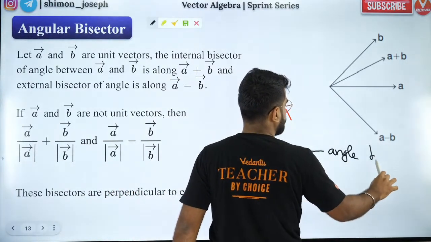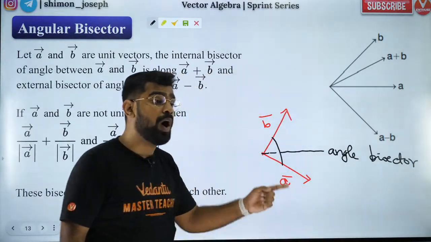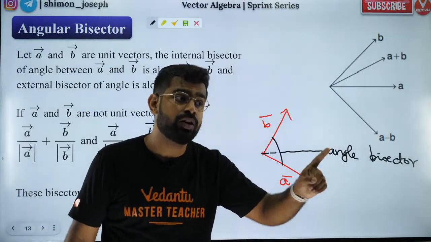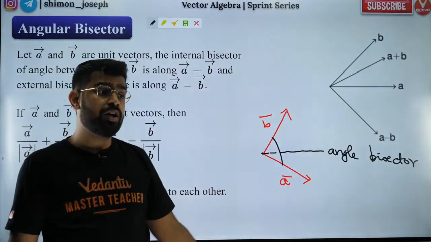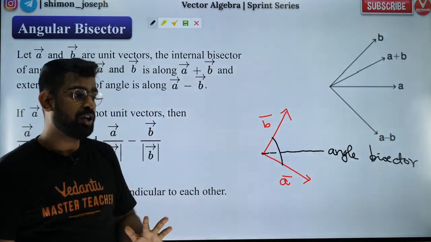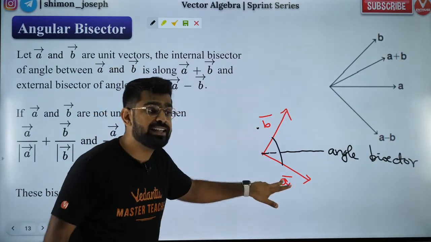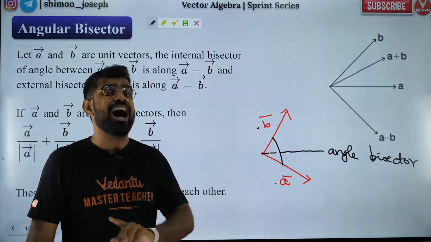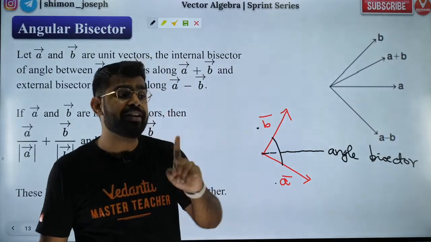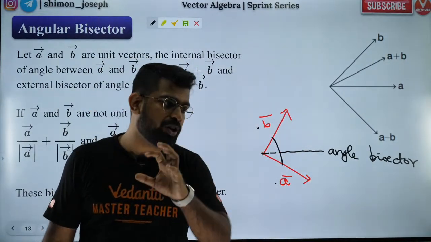Is that clear? Now, I want to find out, my dear boys and girls, what is the direction of the angle bisector and what is the vector representing the angle bisector. So if I give you A vector and B vector, I want you to find out what is the vector representing the angle bisector. That is what I'm going to teach you.